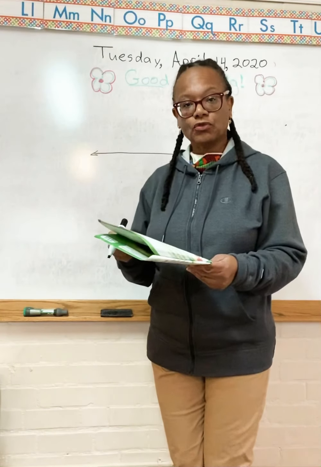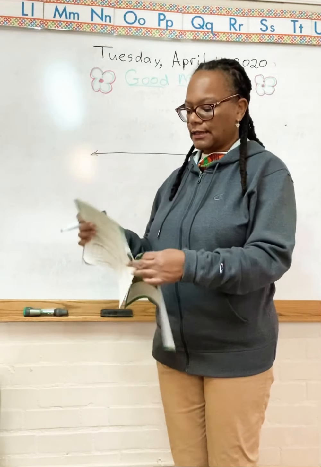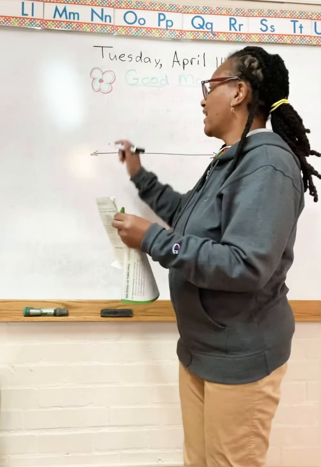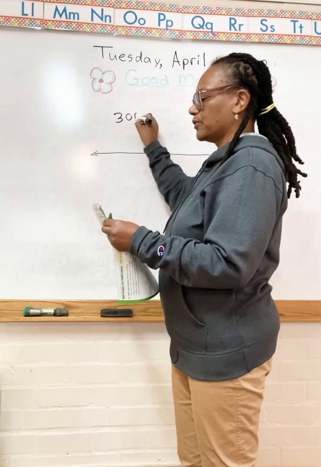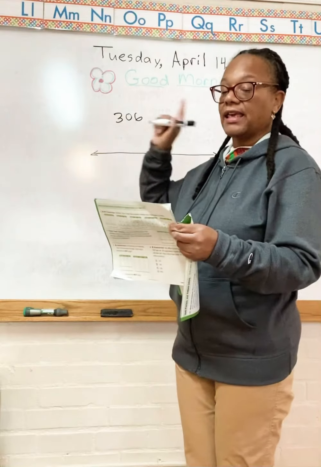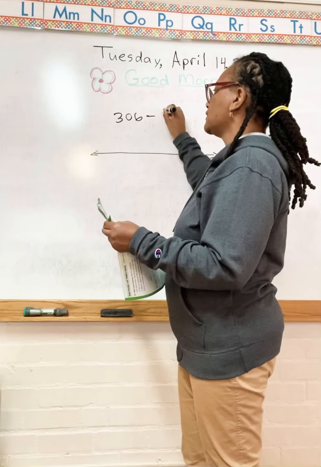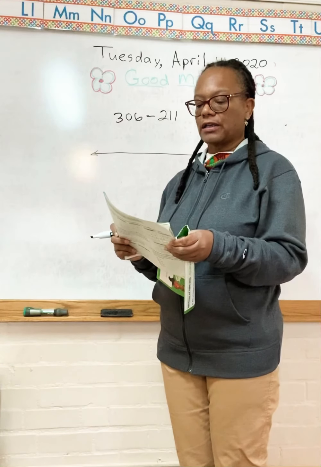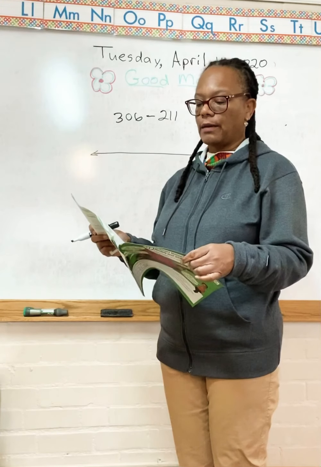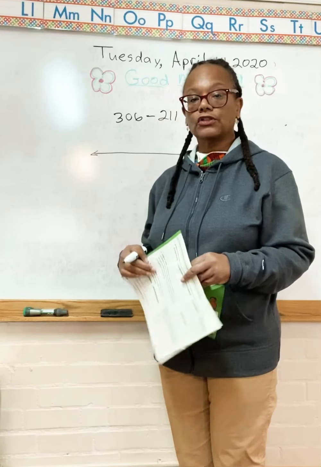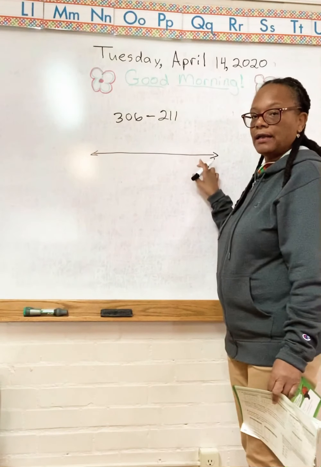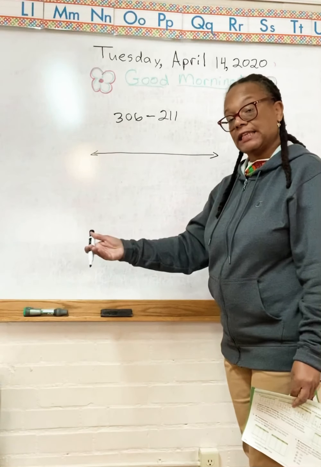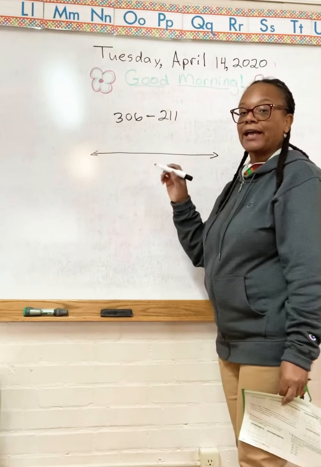On page 643, it says Marcus had 306 stickers, and he gave them away, so that's minus 211 to Juan. How many stickers does Marcus have left? Use the open number line to solve. Well, we're going to start at this end of the number line because we are subtracting, so we're going backwards. Remember when we were subtracting by tens? We're going to subtract by hundreds now.